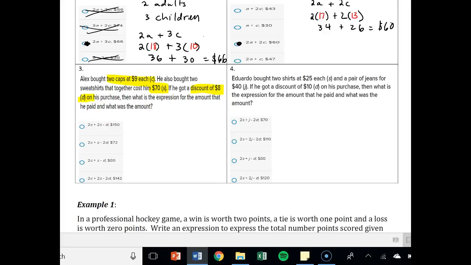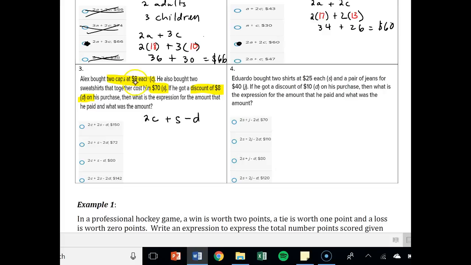So this is a tricky one, but we know we have 2 caps, and we know we have 2 sweatshirts, but together they cost $70. So we can just put an S there, not 2S, because we don't know their individual prices. They could both be 35, but one could be 20, one could be 50. Let's just put an S for the sweatshirts. And now we're not going to say plus the discount of $8. We're going to say subtract the discount, and that should give us our total, right?